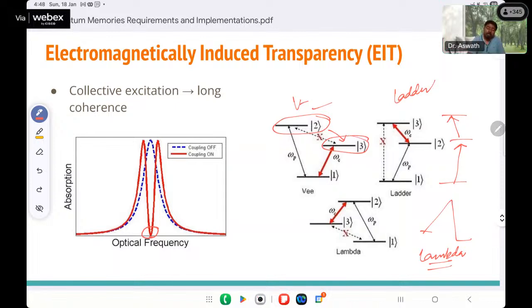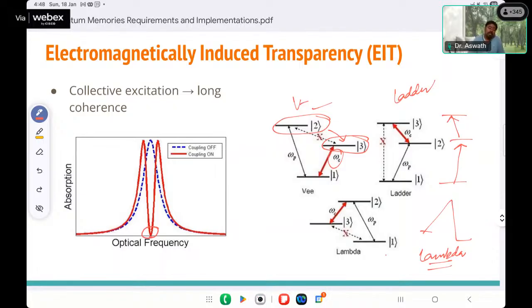Population trapping: when a population is trapped, no electrons jump from level 1 to 2. In that way, I can stop. The information is fed to the system and trapped in the system. Later on, the moment I switch off omega C, that is the coupling field, the information will come back. How many electrons are stored? Those things can come back.